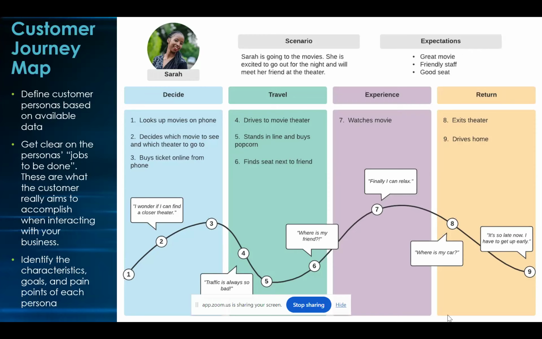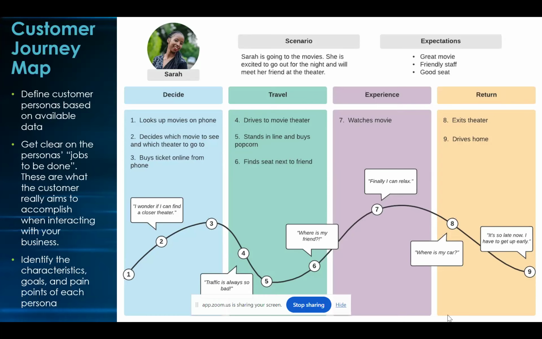Okay, no problem. She drives to the movie theater. She stands in line, finds a seat. She's thinking, service is so bad. Where's my friend? Is the movie theater arranged in such a way that if you're meeting someone, you can see your friend, or is it so cramped that people are just jostled and moving? Do you understand? So that's her experience. She watches the movie and she's happy.